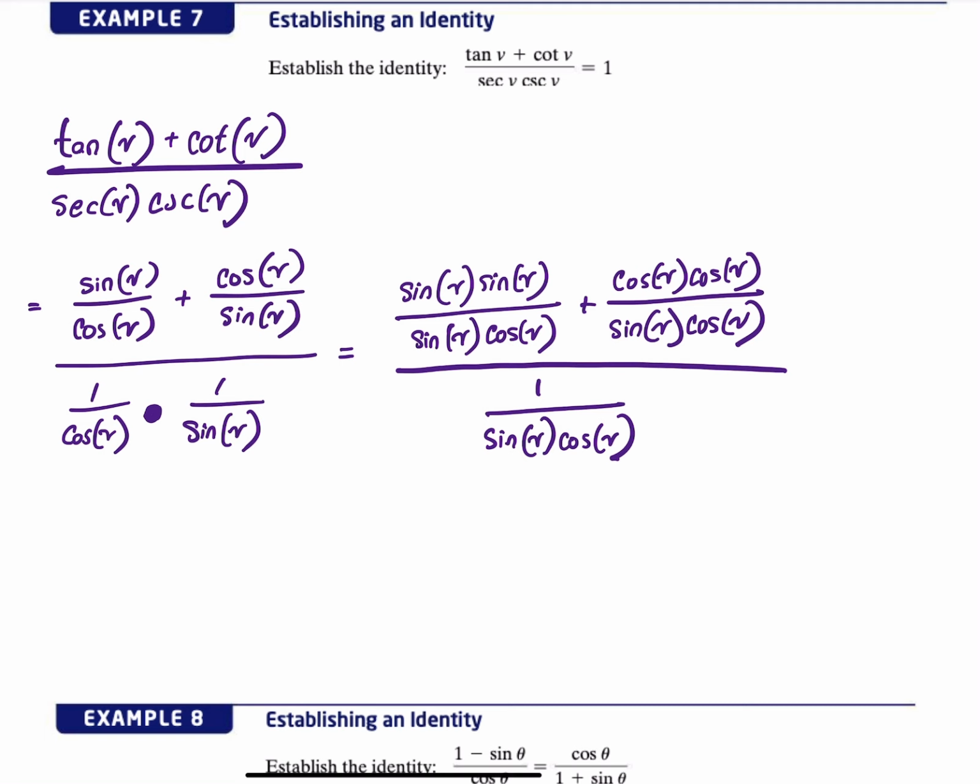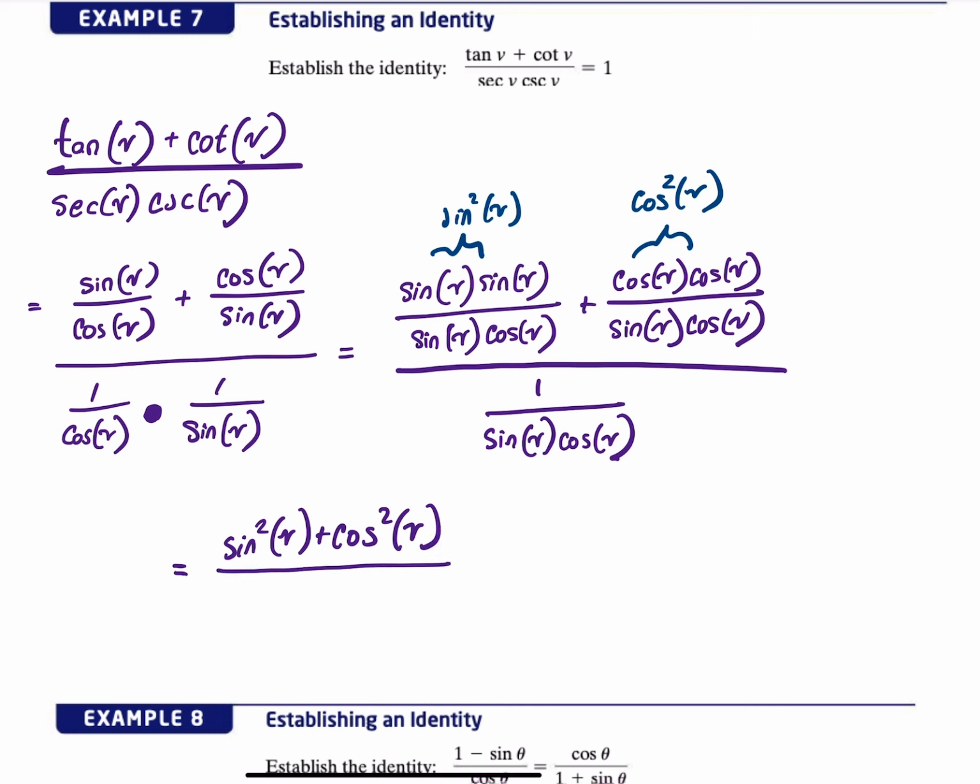Let's combine these together. We can write that as sine squared. This will become cosine squared. And we have a common denominator, so this will become sine squared plus cosine squared over sine times cosine. So that is this numerator here, and it's being divided by this denominator.